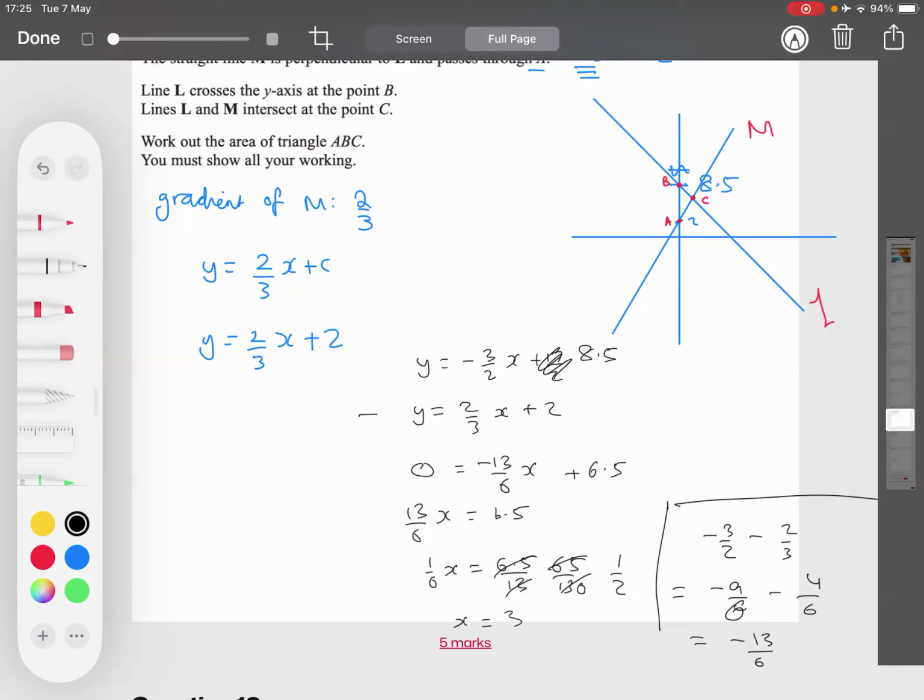And we plug it back into an easier equation. They're all hard, but we have to work out y.